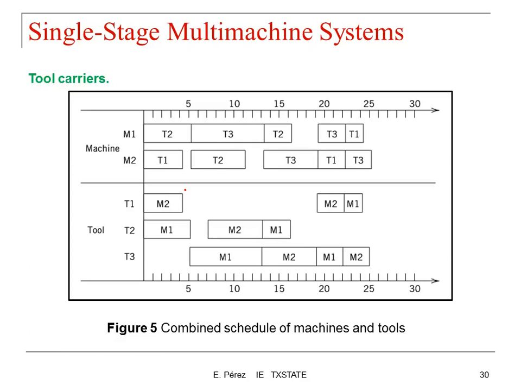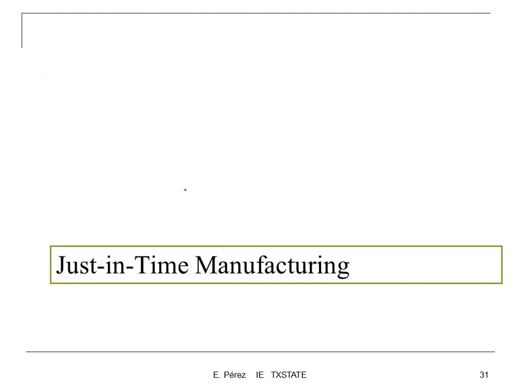You also have multiple tools, so you have to assign each one of the tools to each one of these machines throughout the day. You're going to have a schedule for the machine and also a schedule for the tool. And this again relates to the production schedule that you have for your system. So this is for single-stage multi-machine systems.